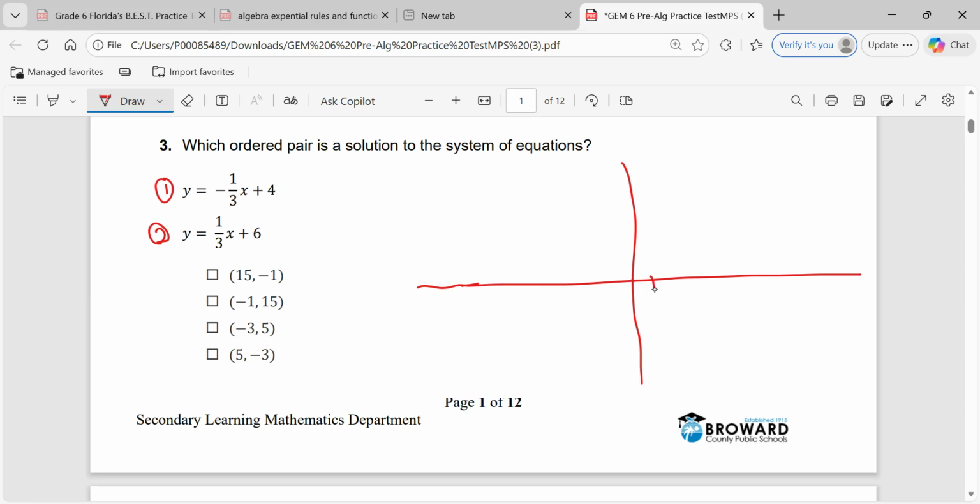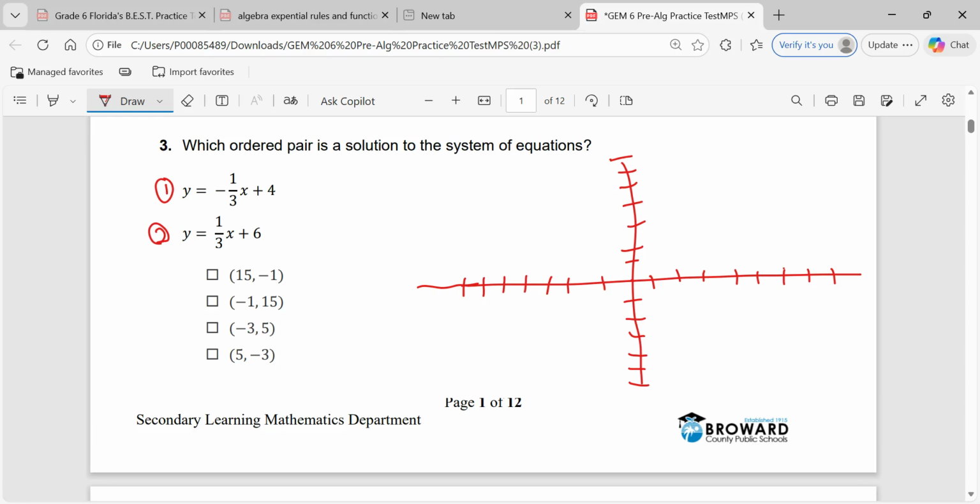Let's call this 1, 2, 3, 4, 5, 6, 7, 8. -2, 3, 4, 5, 6, 7. Going up 1, 2, 3, 4, 5, 6, 7. Down 1, 2, 3, 4, 5, 6. And I'm just eyeballing some stuff. But of course, you'll have real graph paper.